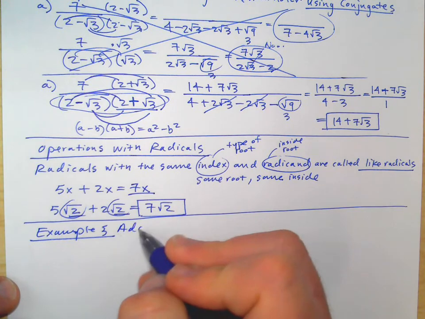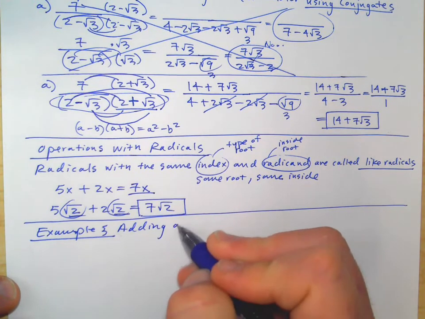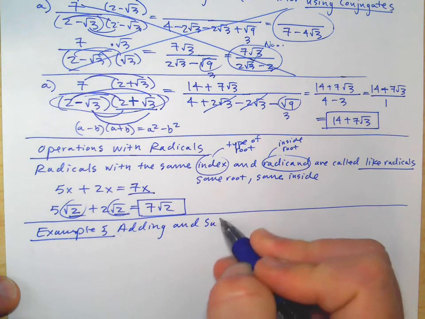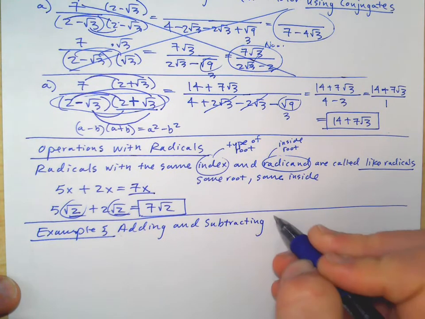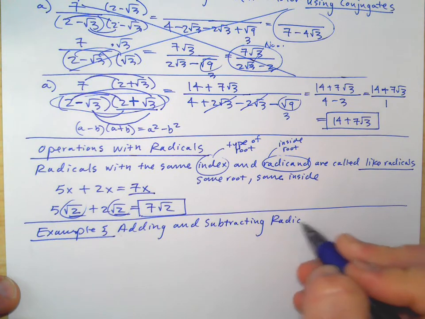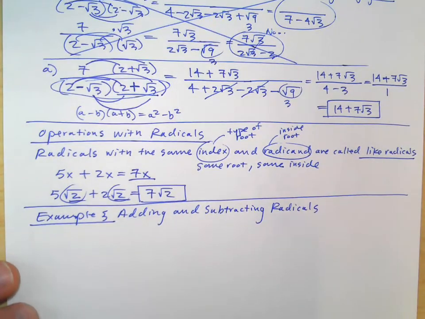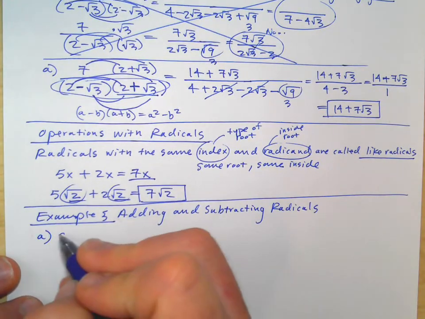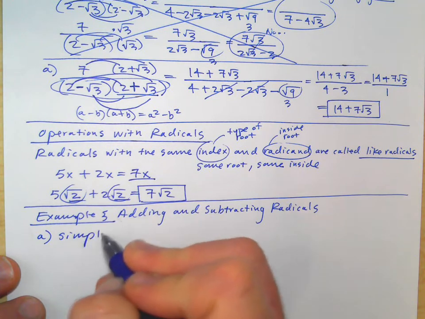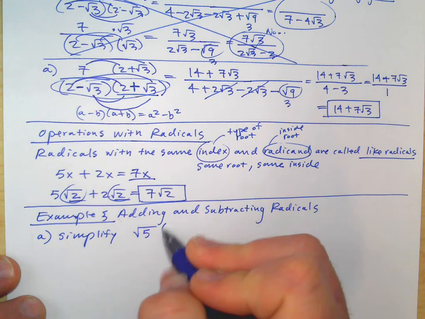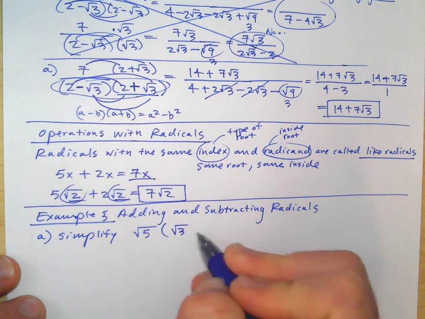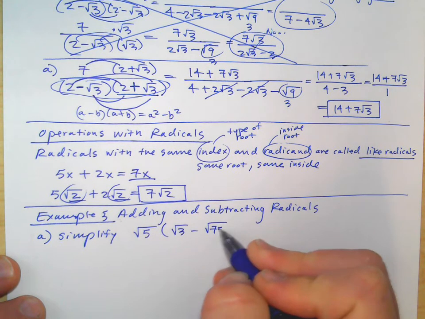Adding and subtracting radicals. Okay, so this is for addition and subtraction. So A, simplify. So I'm going to give you something like this. Square root of 5, parentheses, square root of 3, minus square root of 75.